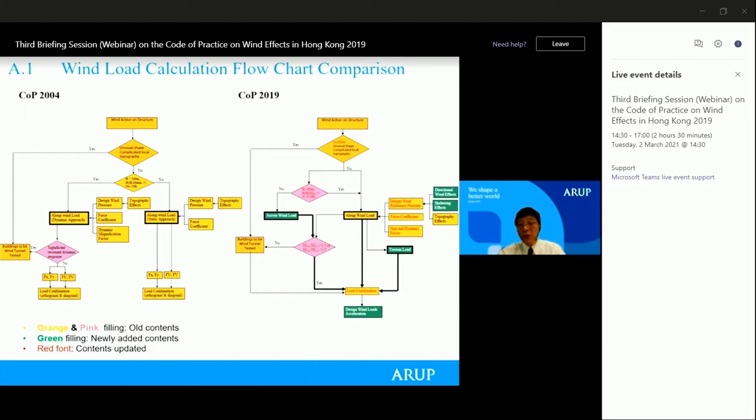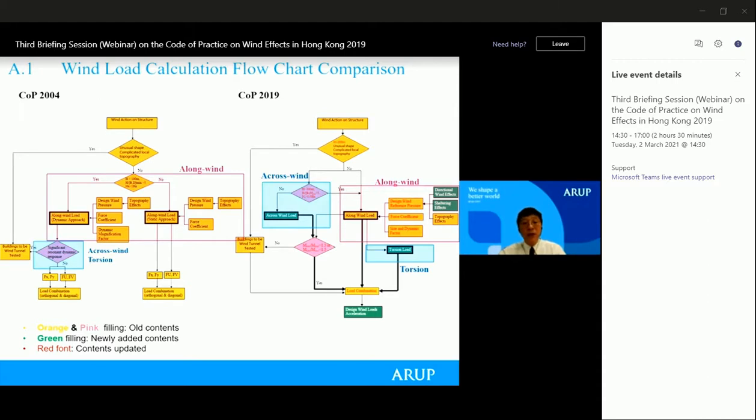As a key point to note, the key components of the 2019 code are very similar to that of the 2004. First of all, you need to calculate the along wind component, and then you calculate the crosswind and torsional component. With all the components calculated, then you can work out the load combination for the overall load effect.